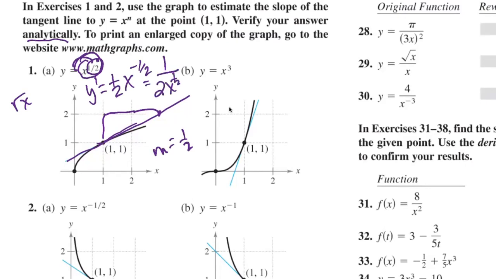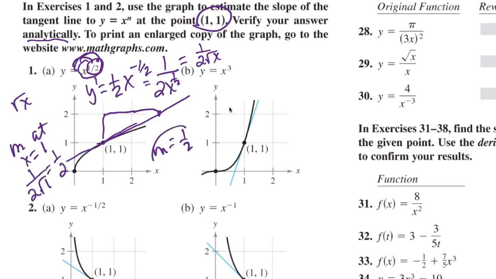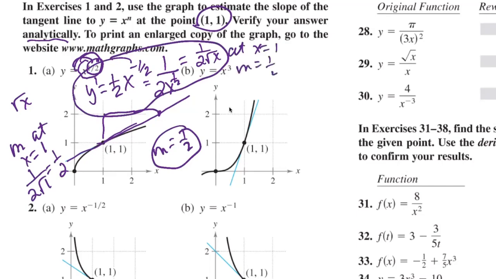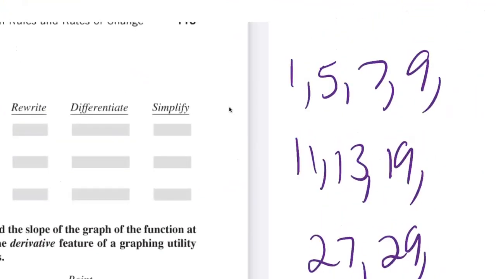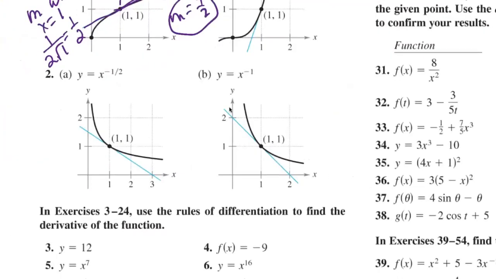Something I'll be telling you to clean up your derivatives: the first thing you want to do is take care of the negative exponents. So I have 1 over 2 root x. And at the point (1, 1), I could say the derivative or the slope of the tangent line at x equals 1 would be 1 over 2 square root of 1, which is 1/2. So there's my estimate, and this shows my work, and we do it at x equals 1, and we get the slope as 1/2.